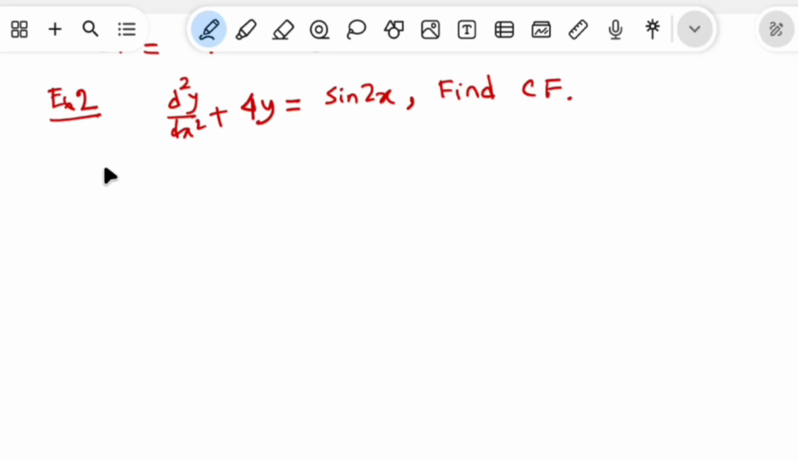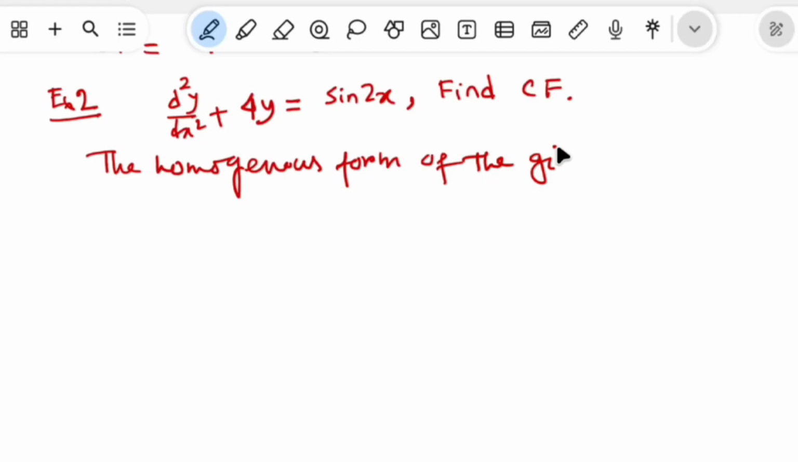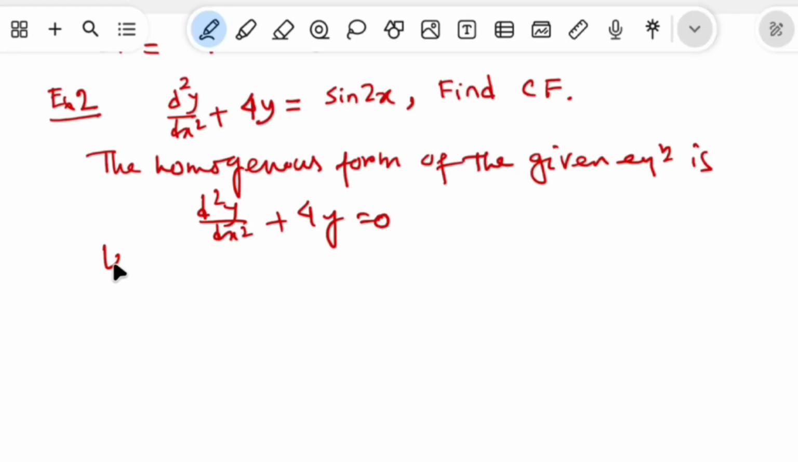Then students, first we will write it in homogeneous form. So the homogeneous form of the given equation is d2y/dx2 + 4y = 0. Now we know that we have to take y = e^(mx) as a trial solution, right?